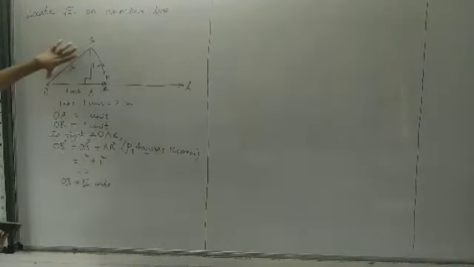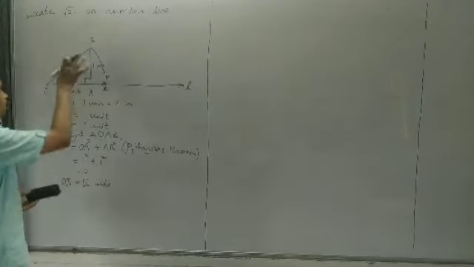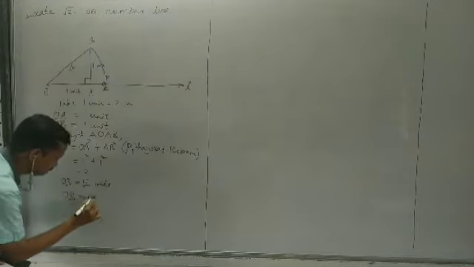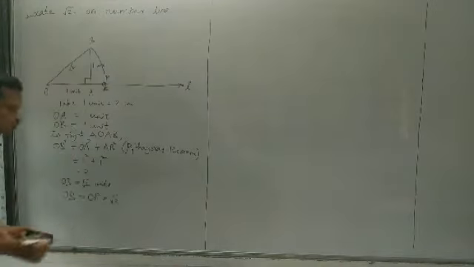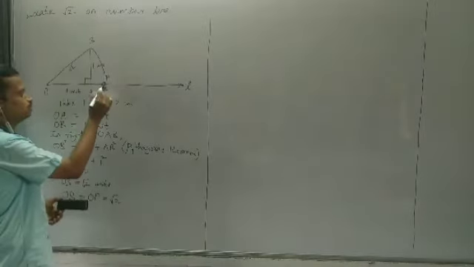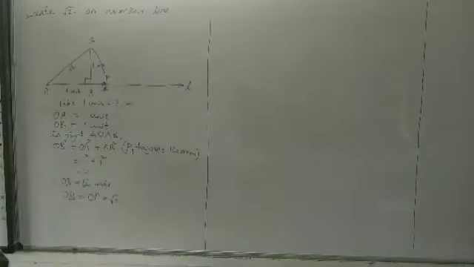OB and OP are equal. OB equal to OP, both are equal. That is root 2 units. So on this number line, this point P is the location of root 2.